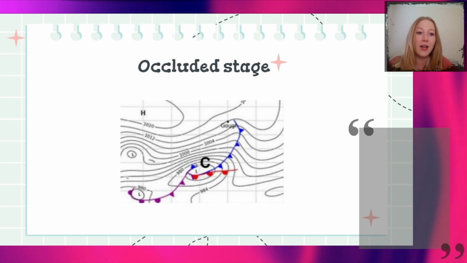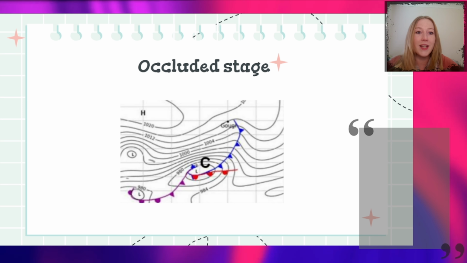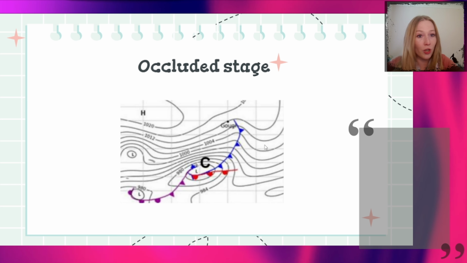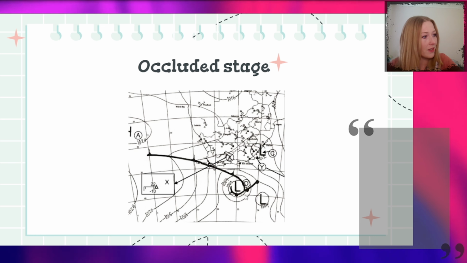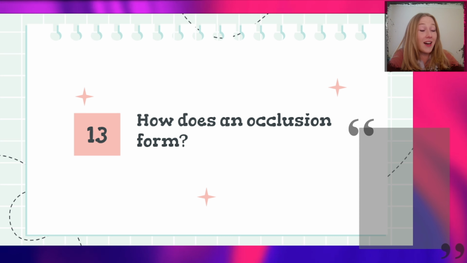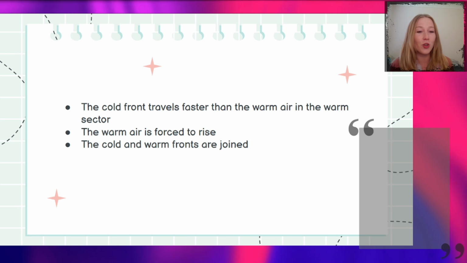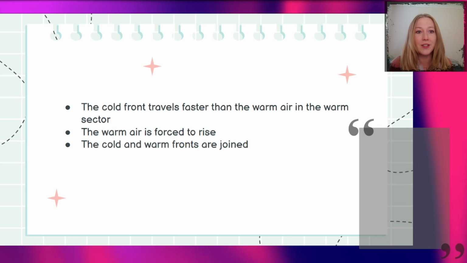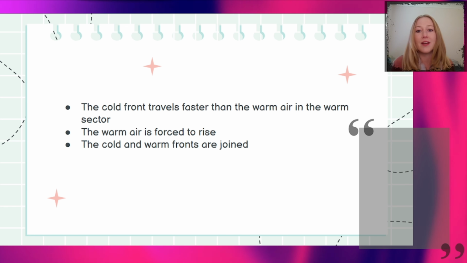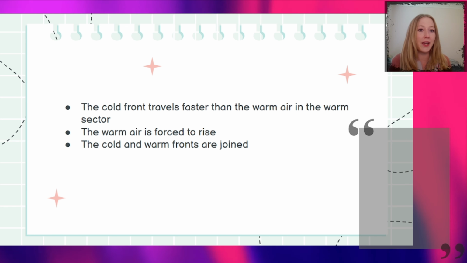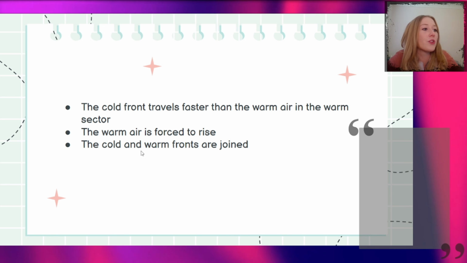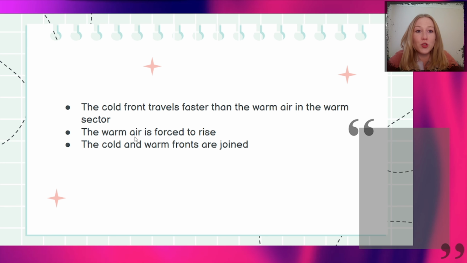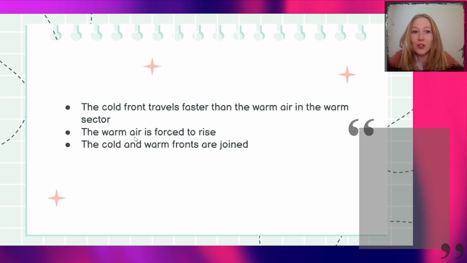So mature, you have a very well-formed cold front and warm front, but they are not occluding yet. For the occluded stage, you can see that they start to overlap, and that's when they're occluded. Then how does an occlusion form? The cold front travels faster than the warm front, so it starts to catch up. When it does, the warm air is caught in between these two fronts and is forced to rise. Then the cold front and the warm front are joined together, and that is how you get an occluded front.